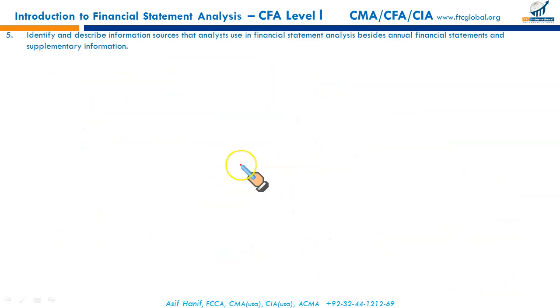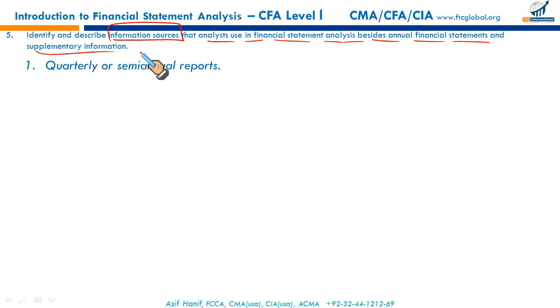LOS 5 says identify and describe information sources that an analyst uses in financial statement analysis besides annual financial statements and supplementary information. So what are other sources of information available to us as analysts other than financial statements? Other than your annual financial statements?